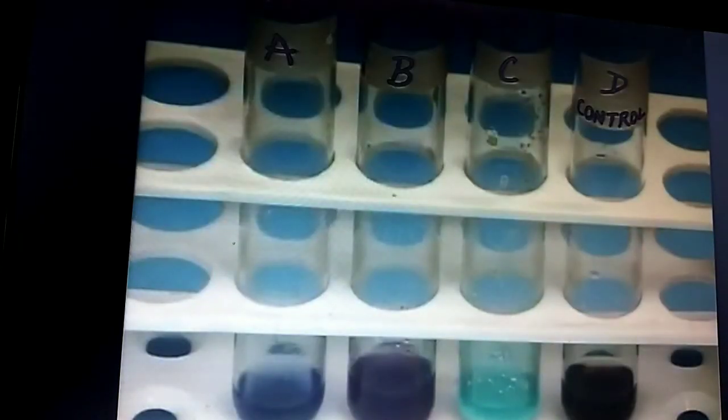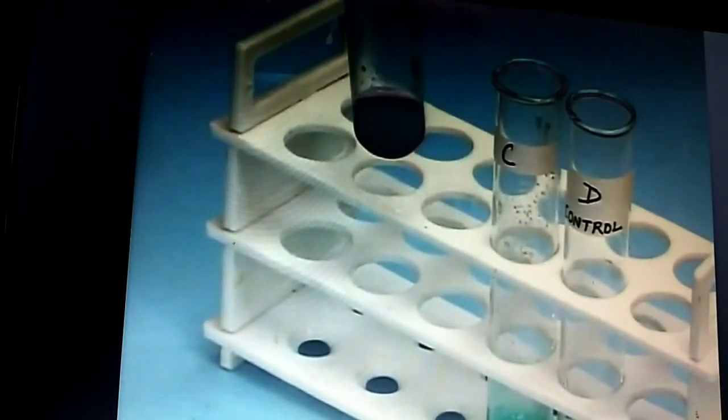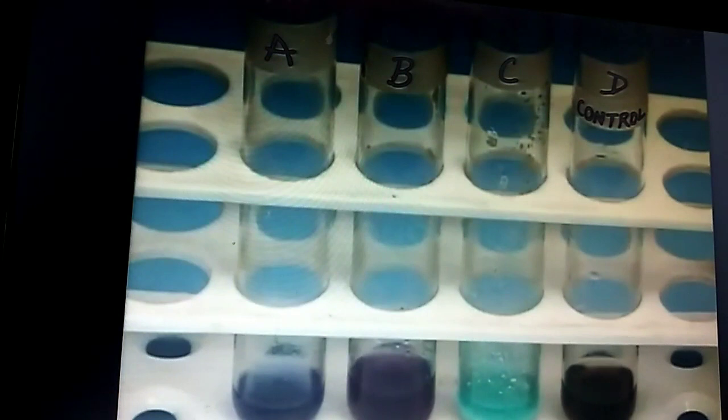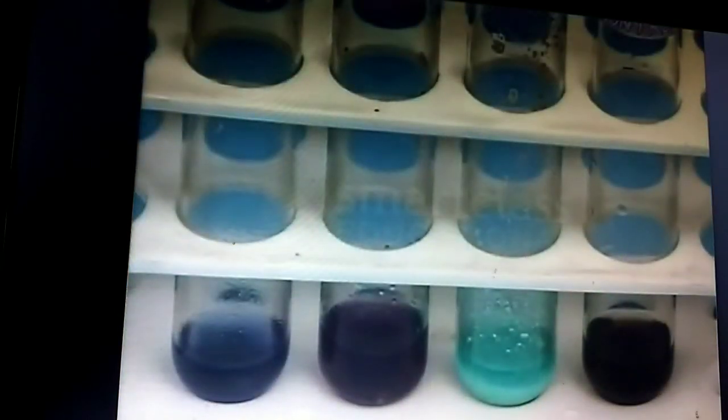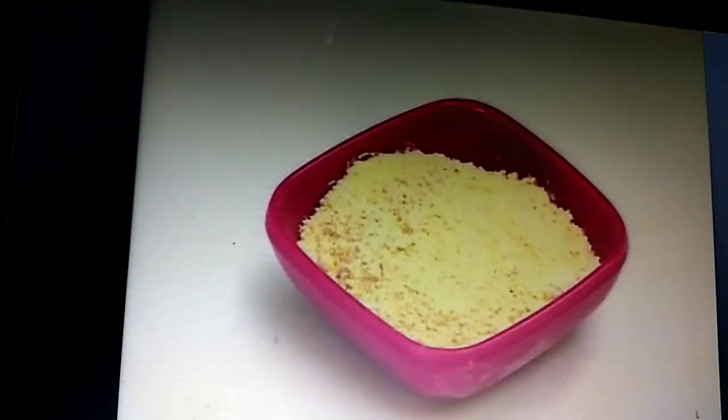This time you will observe that in the test tube B, the color of the food item changes from blue to violet. But why is it so? This is because proteins give violet color on reacting with copper sulfate and caustic soda. Hence, we conclude that pulses contain proteins. Pulses are a rich source of proteins.